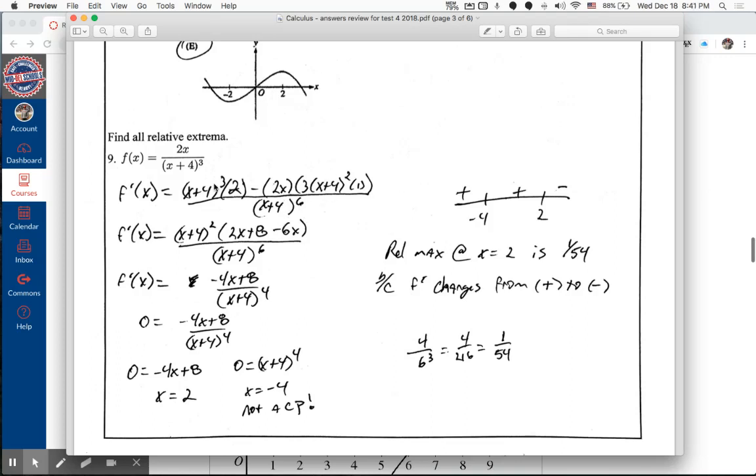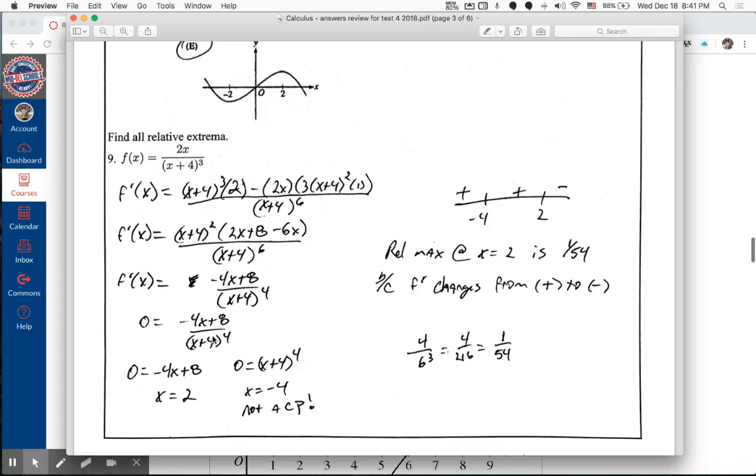(x + 4) squared here, (x + 4) to the third there, so I'm going to take that out. So that leaves me with an (x + 4) times 2 here, which gives me the 2x + 8. I take it out here, that leaves me with 2x and 3, which gives me the 6x. This and this reduce to give me an (x + 4) to the fourth. In here, I've got a 2x and a negative 6x, which gives me a negative 4x + 8.